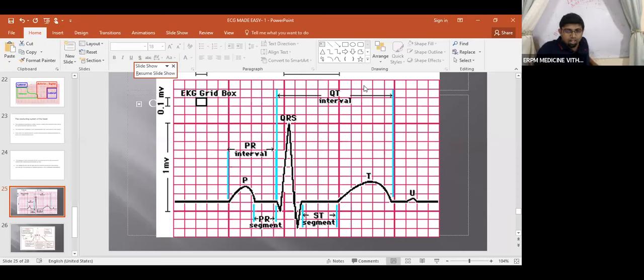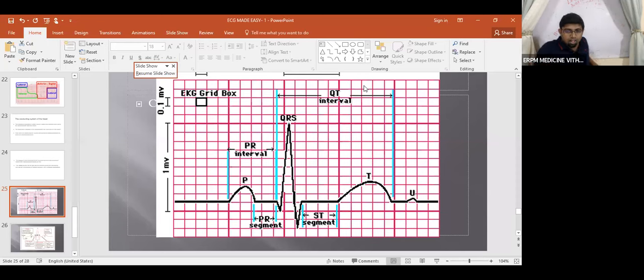This is how they are now. There are small boxes and large boxes. So you might have seen the paper is running like this in a machine, isn't it?